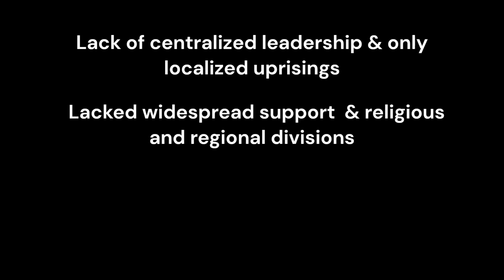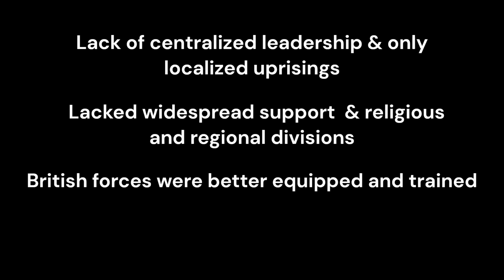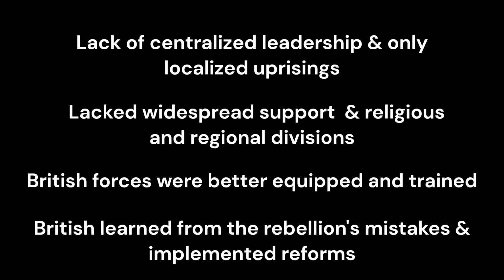Thirdly, the British effectively used their military and administrative resources to suppress the rebellion. The British forces were better equipped and trained than the rebel forces, allowing them to swiftly quash uprisings in different parts of India. Additionally, the British employed divide and rule tactics to exploit divisions among the rebels and convince some Indian princes to side with them, further fragmenting the rebellion. Lastly, the British learned from the rebellion's mistakes and implemented reforms to address some of the underlying causes of the rebellion. They abolished the East India Company and introduced administrative and military reforms to improve governance in India.